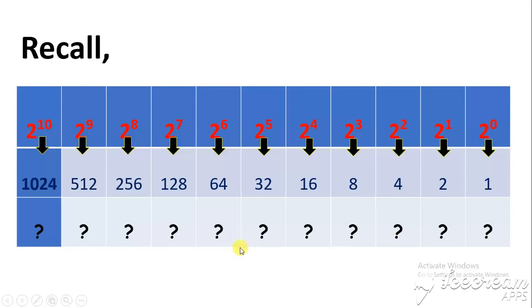So what are we going to use here to apply into our binary number system? Don't forget, 2 to the power of 0 worldwide is always going to be 1. So let's practice now.